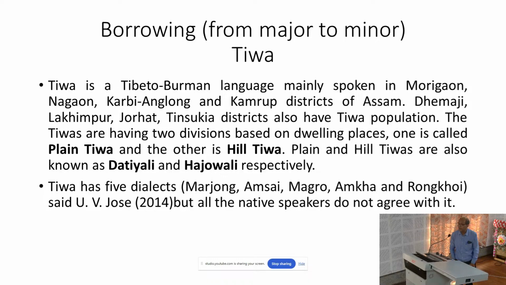It's a sad story for Tiwa because most of the plain Tiwas are on the verge of giving up their language, meaning that language shift is taking place. They are surrounded by the Assamese people, and unfortunately, their language is also not used in the school domain. The Tiwa children, when they go to school, have to learn either through English or Assamese. उन लोगों के लिए कोई दूसरा उपाय है ही नहीं.